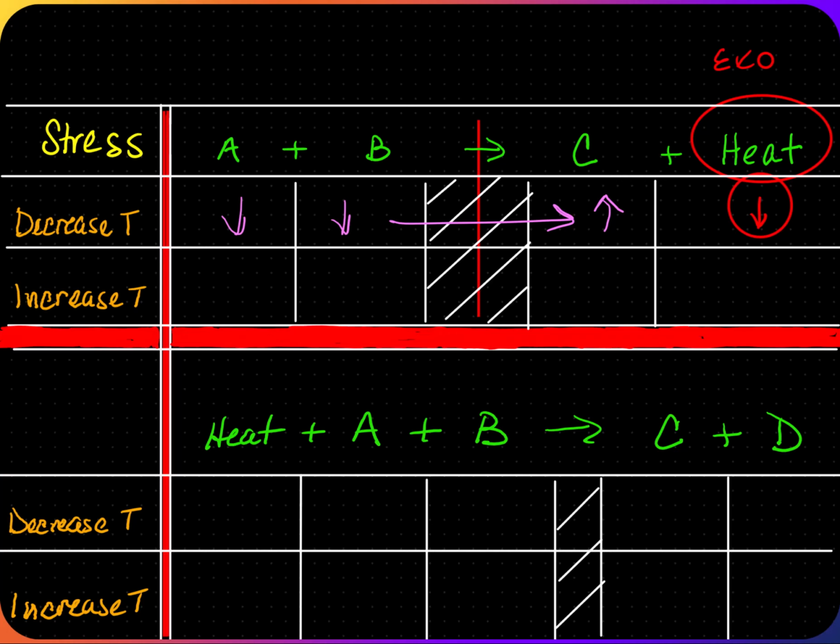The general formula for Keq is product over reactant. So after the shift, there are more products than reactants. K is going to increase.